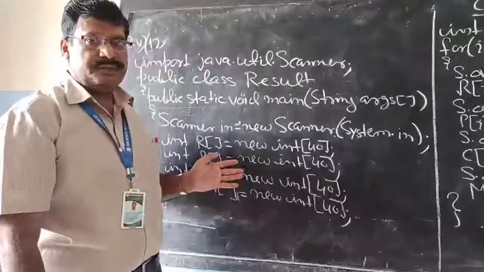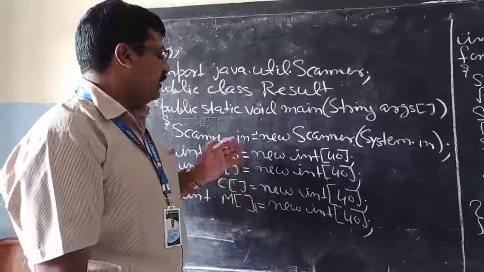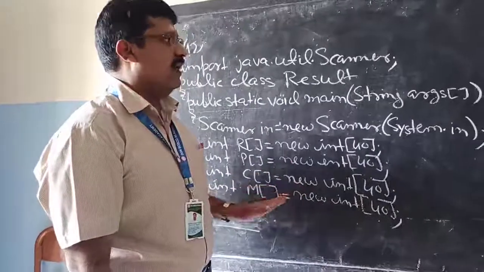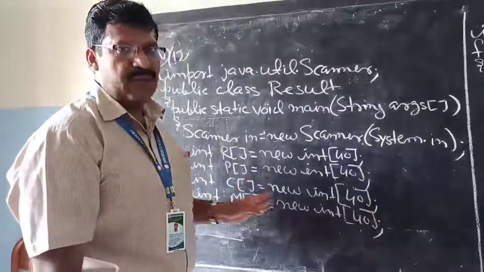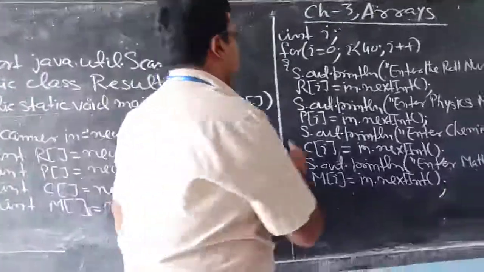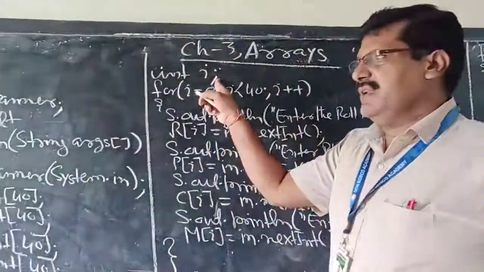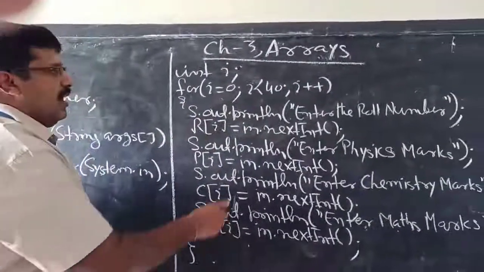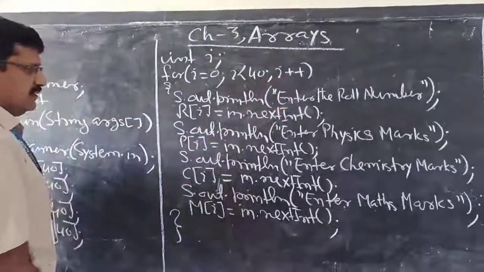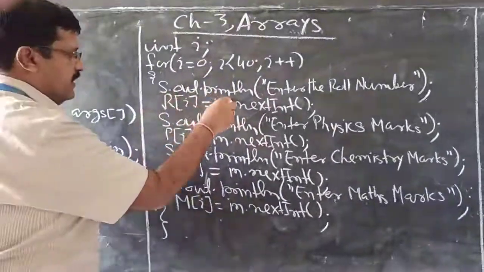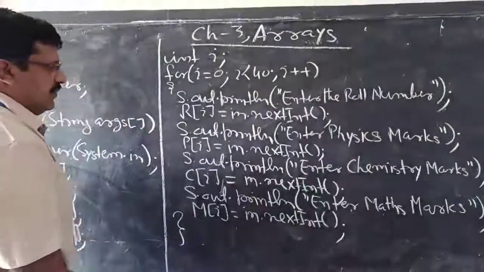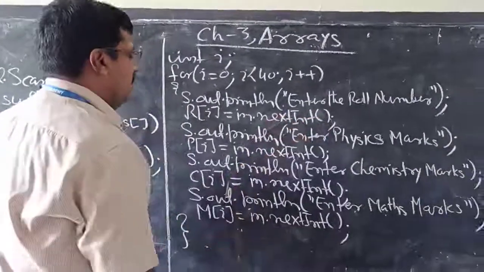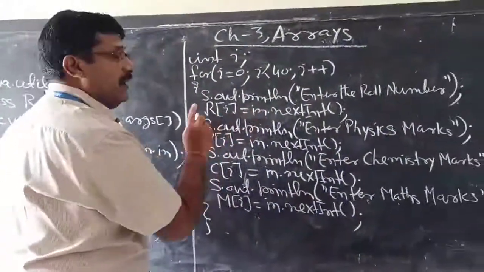Now we have to input. After declaring these 4 arrays, we have to input 40 roll numbers, 40 physics marks, 40 chemistry marks and 40 maths marks in the arrays. So that we will do by using a loop. Now we have to create a loop. See here, int i. int i is the index variable. For i equal to 0, i less than 40, i plus plus. System.out.println enter the roll number. The i value is 0. R[0] equal to in.nextInt(). So the first student's roll number is stored.